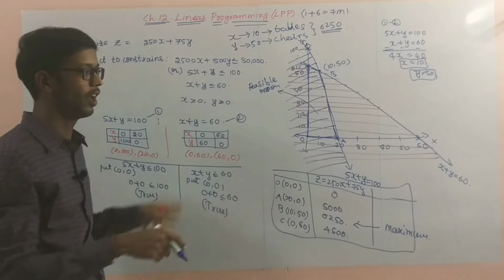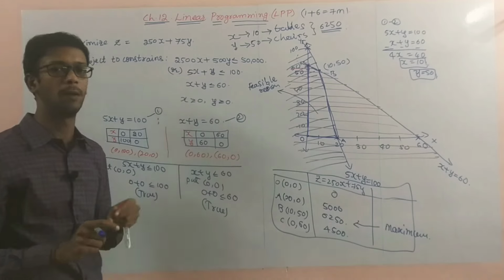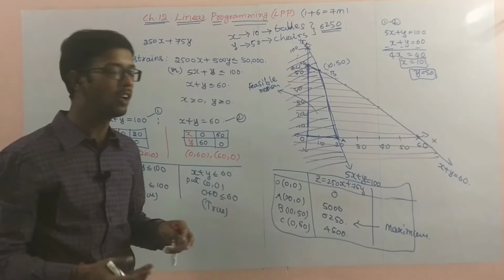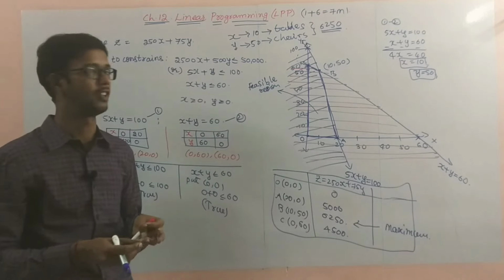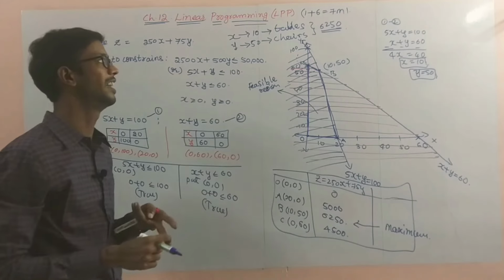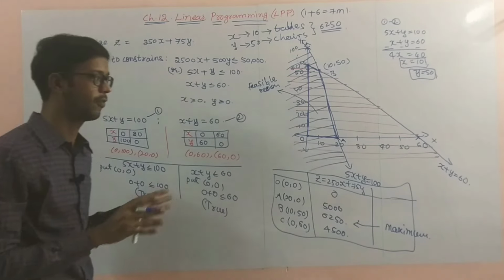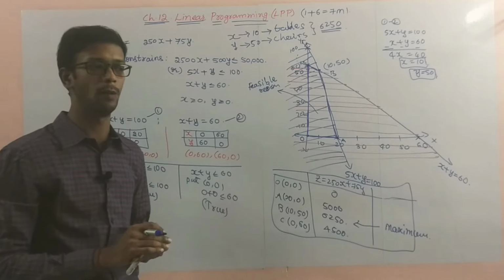By using the graphical method, we can easily find the maximum profit. When X is the number of tables and Y is the number of chairs, here we find the X and Y values. X is nothing but tables, Y is nothing but chairs. This is the way of finding the solutions. We'll discuss more in the next exercise problems also.